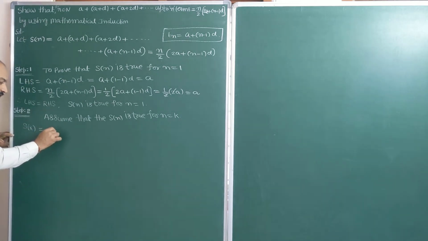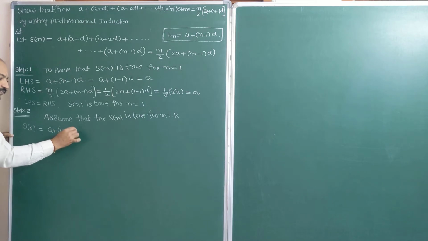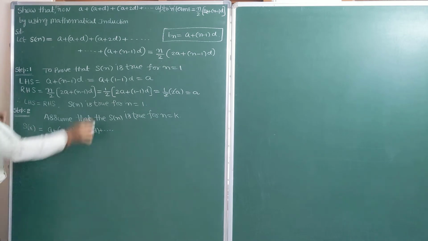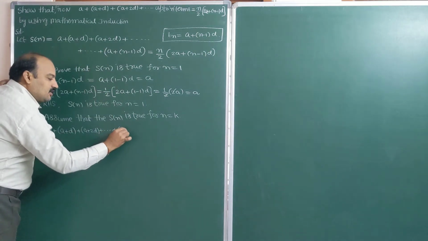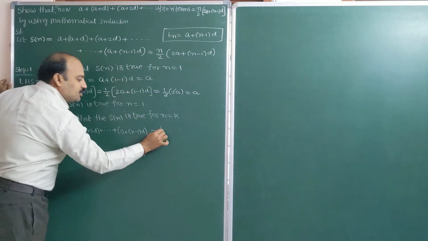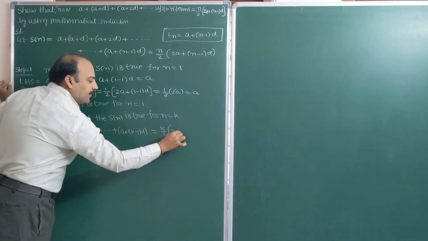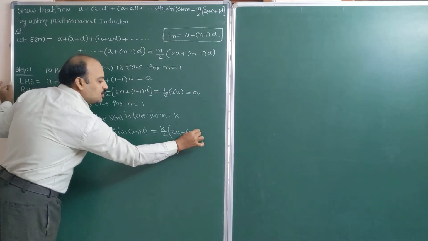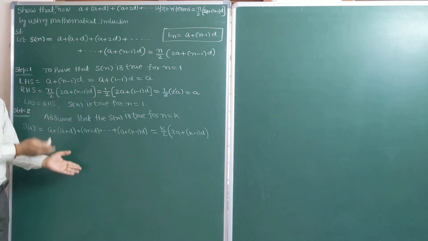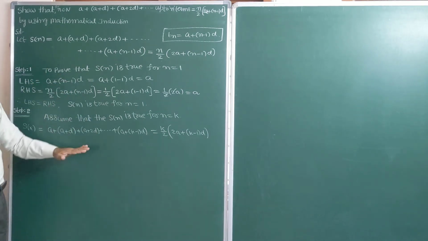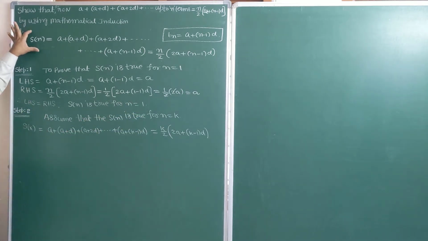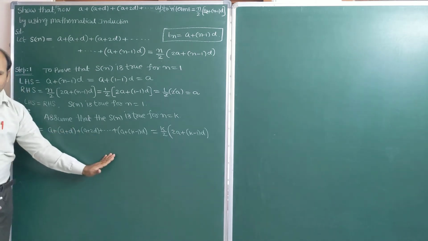S of k equal to A plus D plus A plus 2D plus and so on, A plus k minus 1 into D, is equal to k by 2 into 2A plus k minus 1 into D. So wherever n is there, it is replaced with k, it is true for n equal to k. Assume that S of n is true for n equal to k means in the statement wherever n is there, replace with k.